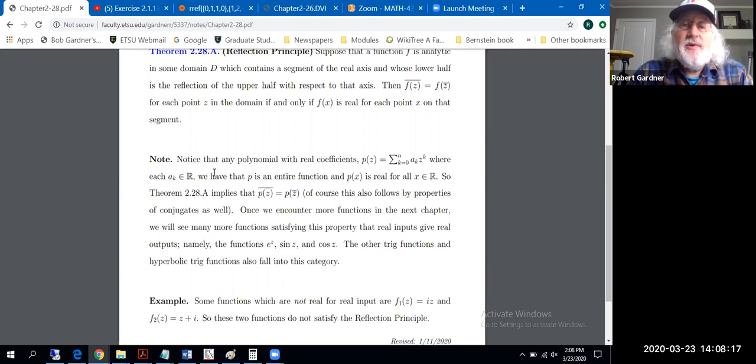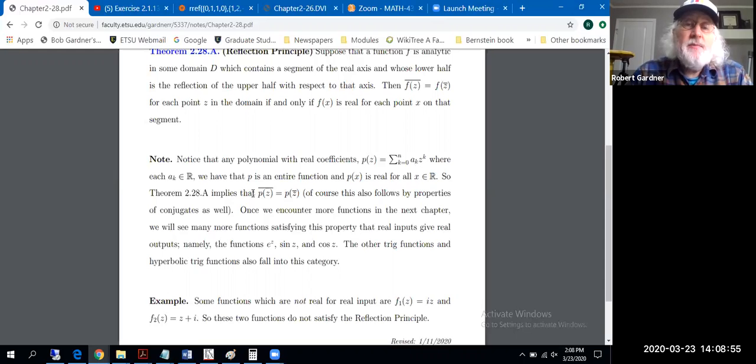It says, notice that any polynomial with real coefficients, complex variable, real coefficients a sub k, we have that P is an entire function. Okay, so the domain is the entire complex plane. It satisfies the symmetry on the domain as mentioned above. P of x is real for x real because all of the coefficients, all the a sub k's, are real. So we have the symmetry satisfied on the domain. We have P of x real for x real.